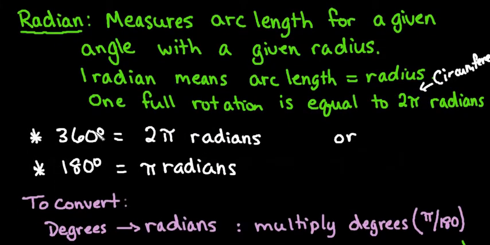Okay, so a couple of things. 360 degrees is equal to 2 pi radians, so 360 degrees means we went around the circle entirely. The same thing with 2 pi radians. So the conversion that we use is that 180 degrees is equal to pi radians. So half a circle is equal to pi radians.